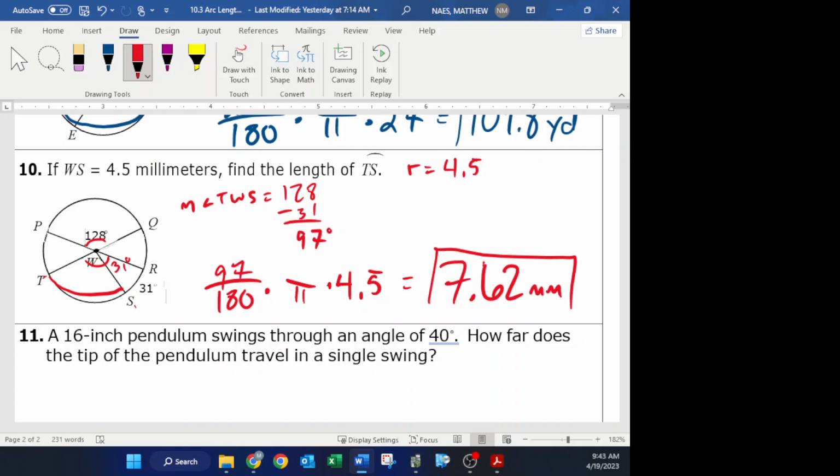Now keep in mind, the angle TWS is the same thing as the measure of arc TS. They're all the same. So we could have found this arc length here. If this is 128, that means this is 31. Again, this would be 97 degrees as well. So either the angle measure or the arc length, they are the same. It doesn't matter which one you find because they're equivalent.